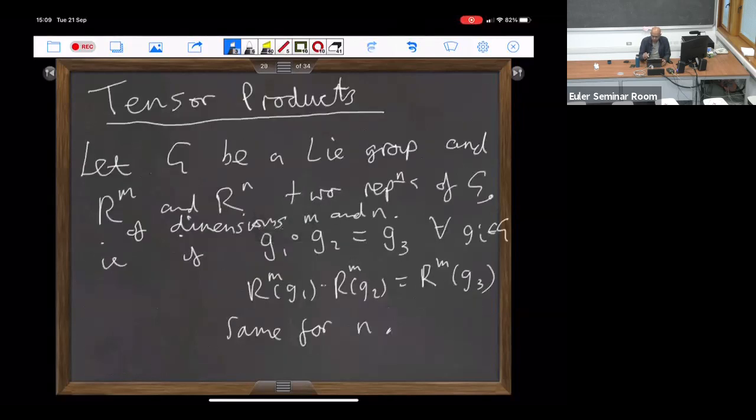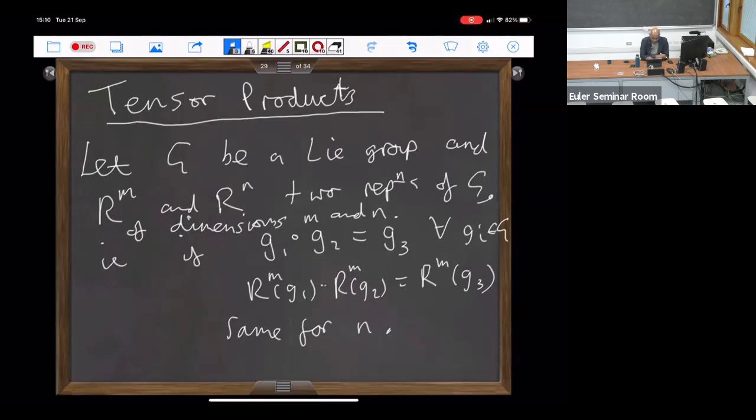So the way that works is what's called tensor products. Okay, so let's now consider a general group G, and let's say that we're given 2 representations, one of dimension m, one of dimension n.